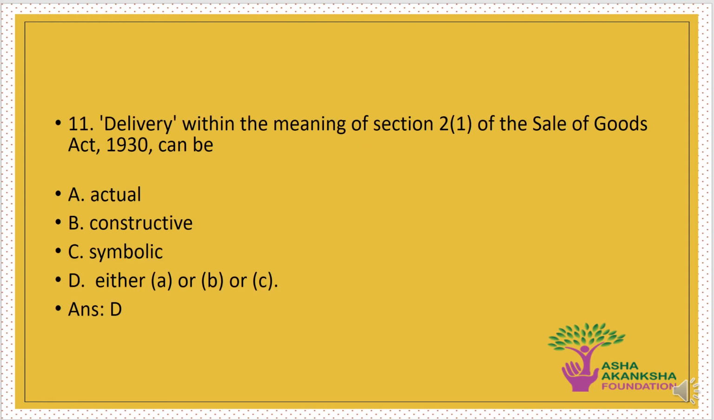The next question is: delivery within the meaning of Section 2 Clause 1 of the Sale of Goods Act 1930 can be A. Actual, B. Constructive, C. Symbolic, or D. Either A or B or C. The correct answer to this question is option D, that is, delivery can be either actual, constructive, or symbolic as per Section 2 Clause 1 of the Sale of Goods Act 1930.